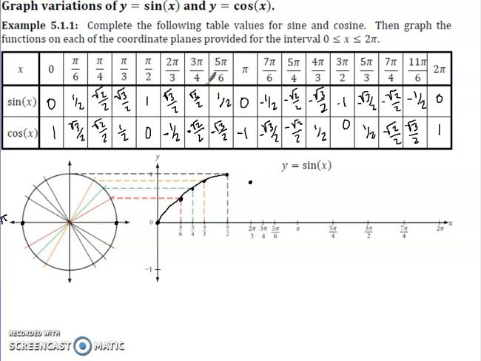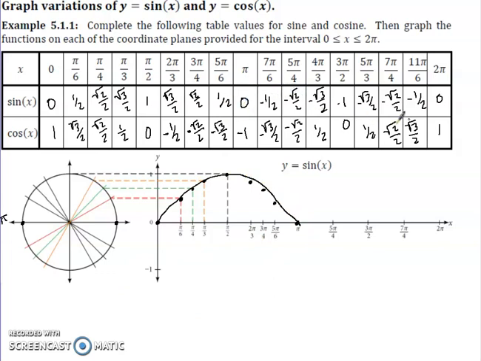3 pi over 4 has the same y value as pi over 4, so I have a point in the same vertical position at 3 pi over 4. 5 pi over 6 maps over to pi over 6, so I have a point in that same vertical position, and pi and 0 have the same y value of 0. So this graph increases in a slight curve and then decreases in that same curve.